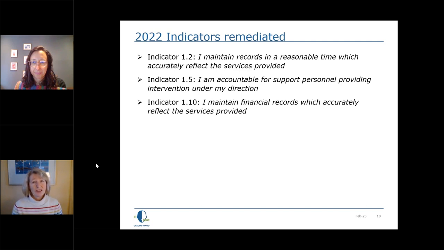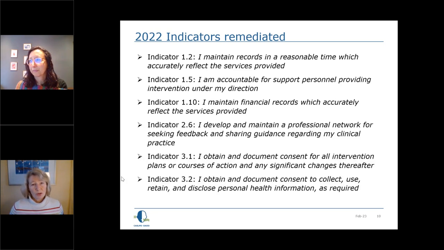A couple of other indicators that required remediation included the consent ones, 3.1 and 3.2. People are on the whole very good about obtaining consent, but not always reliably documenting consent for all intervention plans or courses of action and any significant changes thereafter. Another type of consent that you need to obtain and document is how you collect, use, retain, and disclose personal health information as required. And I skipped one there, 2.6, developing and maintaining a professional network for seeking feedback.